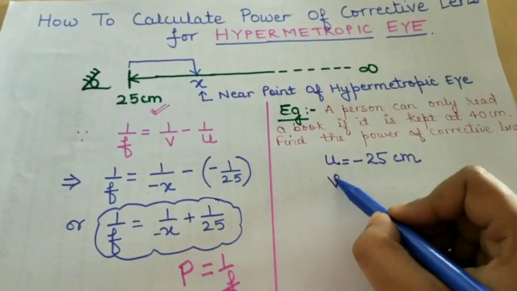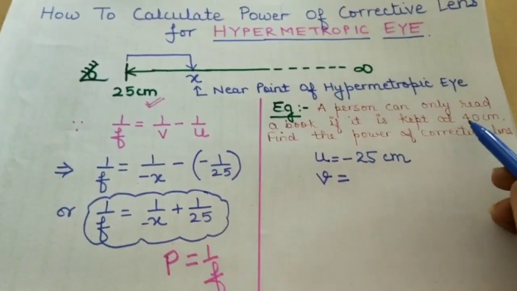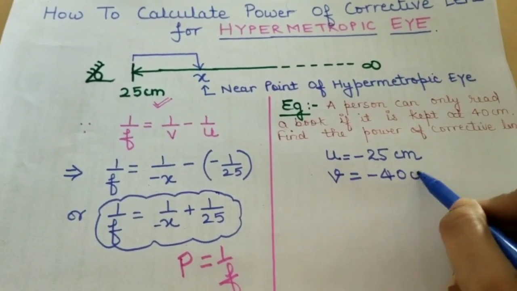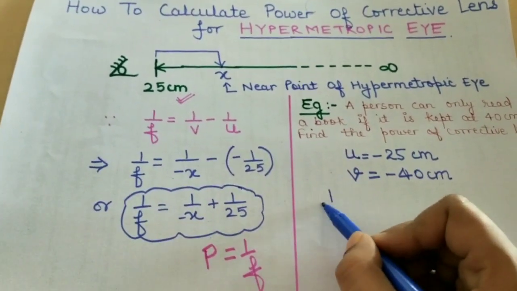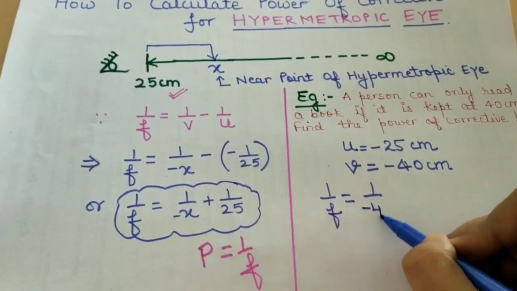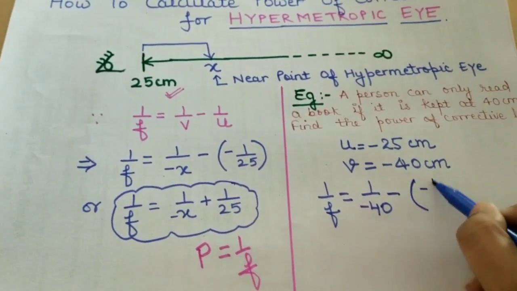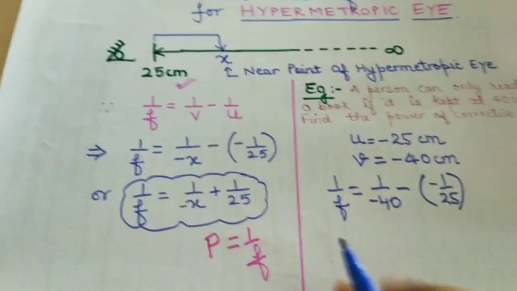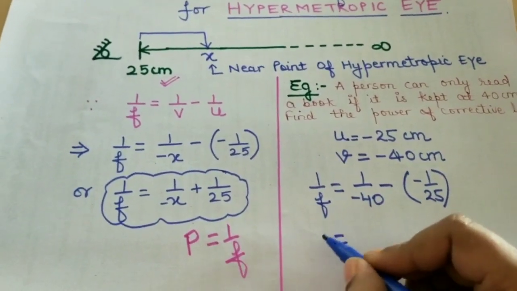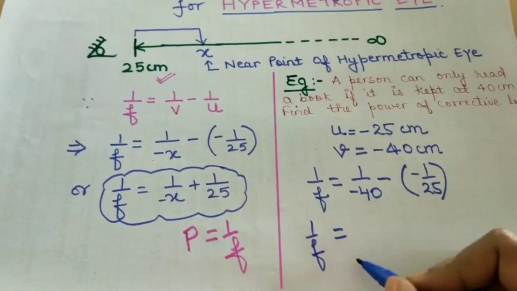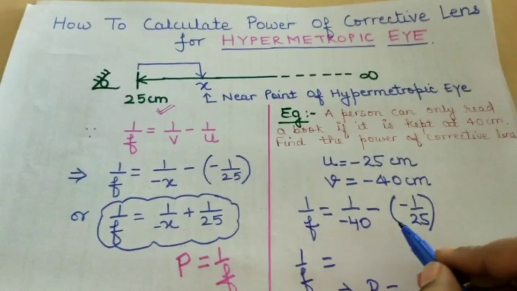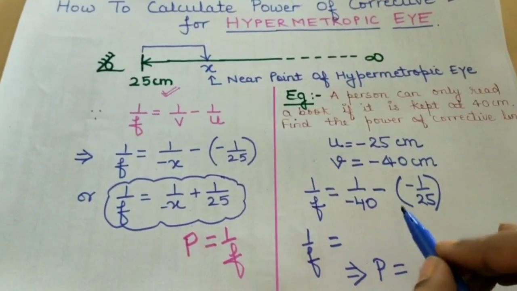And what will be the value of v? He wants the image to be formed at 40 centimeter on the same side, so it will be minus 40 centimeter. Now you will apply the lens formula: 1 by f is equal to 1 by v minus 1 by u. The 1 by v is 1 upon minus 40, minus 1 by u, that is 1 upon 25 with the sign as before. So you will get the same form, 1 upon minus x plus 1 upon 25. You will take the LCM, calculate 1 by f, and solve this to get the focal length.